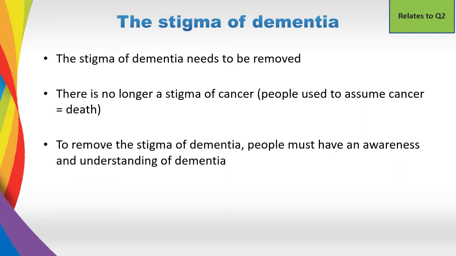With regards to dementia, the same needs to be applied really. To remove that stigma of dementia, we need people to have an awareness and understanding of it to be able to move away from the mad, senile assumptions of somebody with dementia.